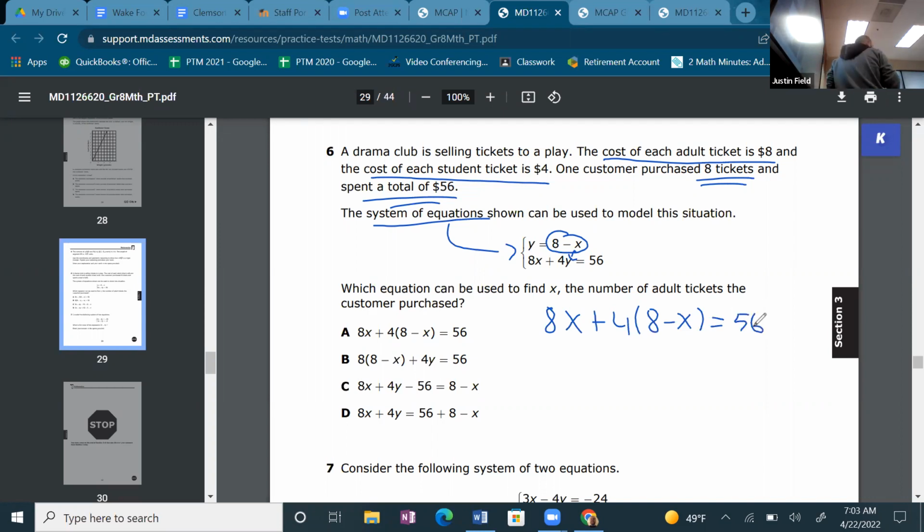In case your class didn't get to system of equations, hopefully your class got to y equals mx plus b, because that's all you have to know. If you substitute the mx plus b into the other equation, you will be on your way. So what is the choice, A, B, C, or D? I think it's A. And we're done. All right, let's move on.